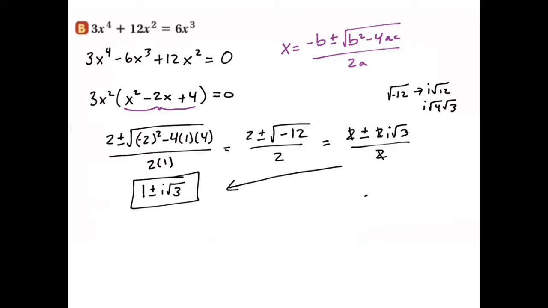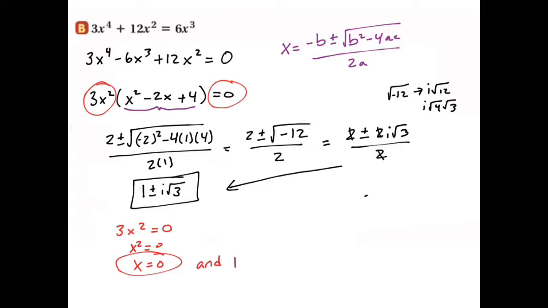And then if we think about what we have here up top, we go back and we solve this. We had the 3x squared equals 0. So 3x squared equals 0. Divide by 3, it's still 0. x squared equals 0, so x equals 0. So our solutions in this case are x equals 0 and x equals 1 plus or minus i square root of 3. So we have one real solution and two imaginary.